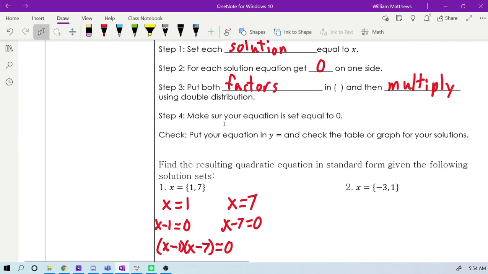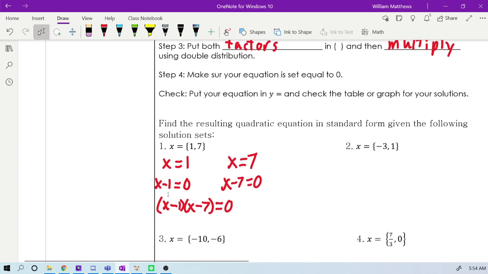So that was step 4. Make sure your equation is set to equal 0. Since both of these equal 0, it doesn't matter which x value or solution we plug in, the entire equation would equal 0. That's why we're allowed to do this. From here, we can do double distribution.